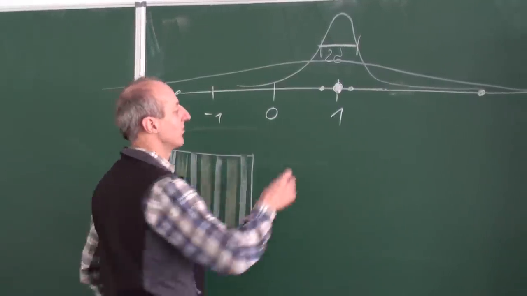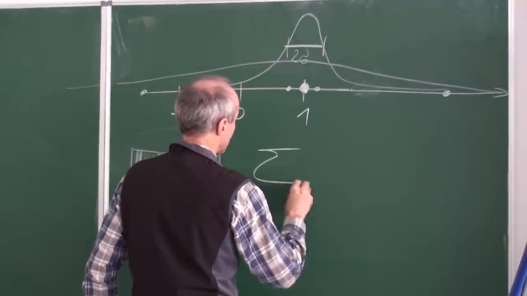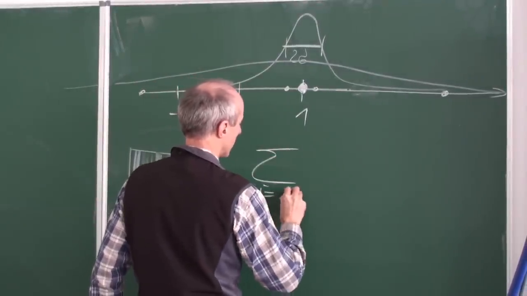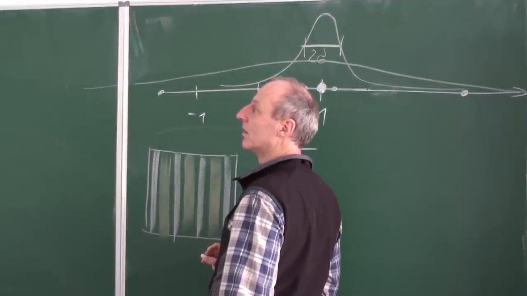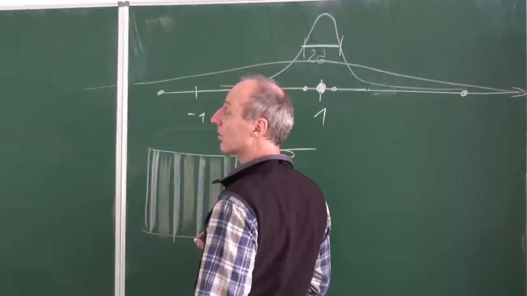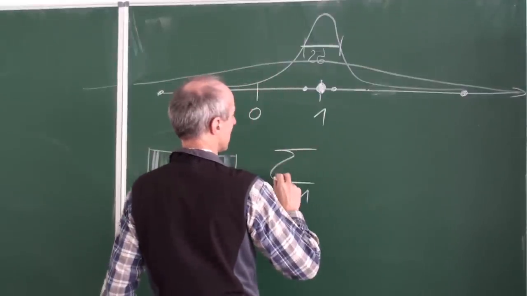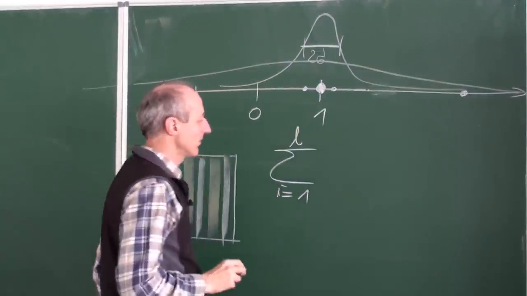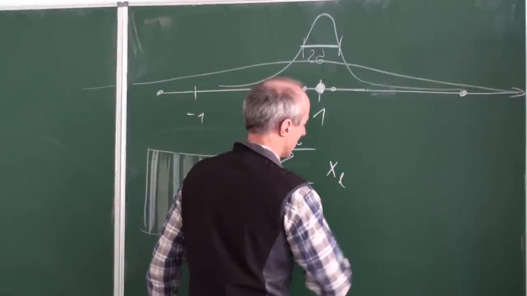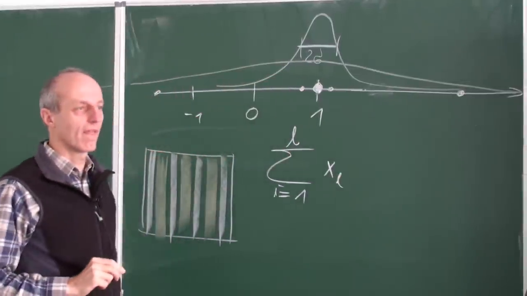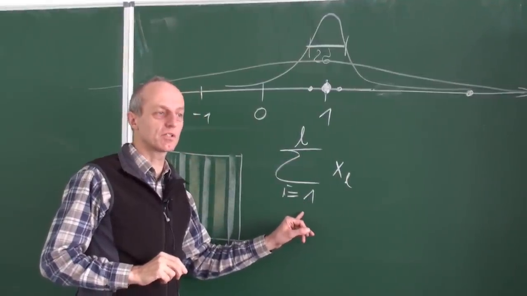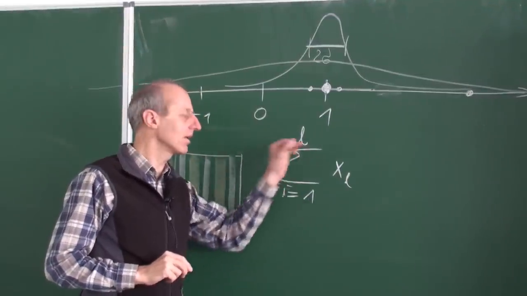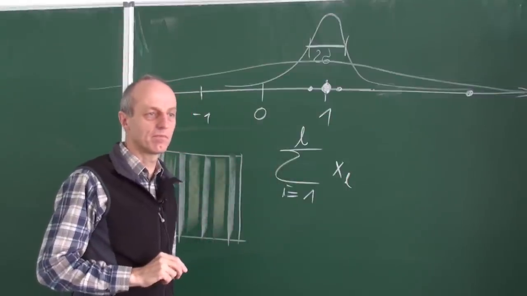Or n random variables. Look, sum over i equal 1 to, no, let's use a different number. Let's use a k. No, we do have a k. Let's say L. X_L. Okay? So now what is the standard deviation of such a sum of L random variables?